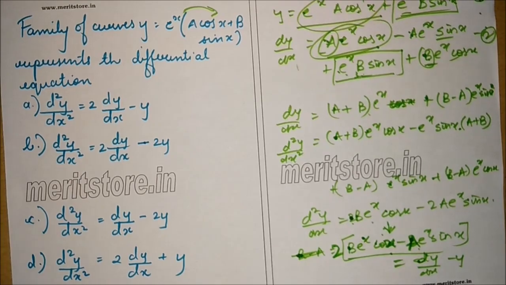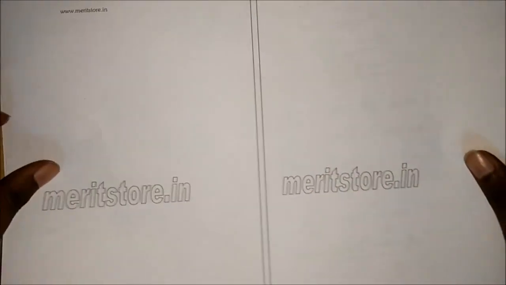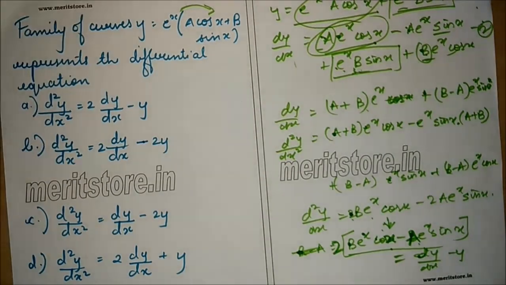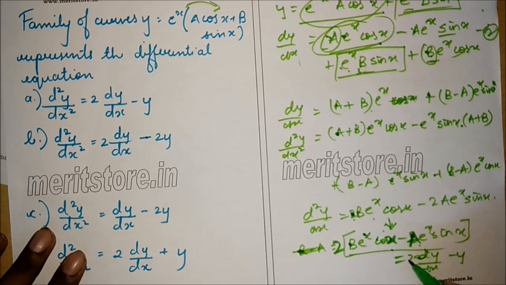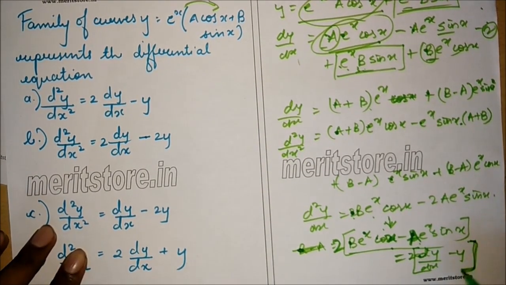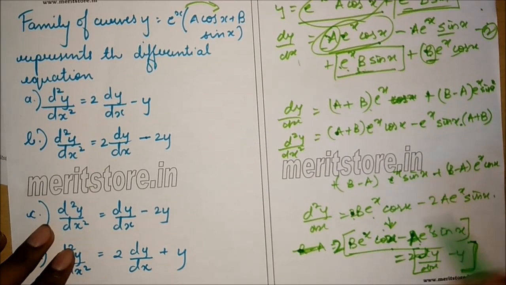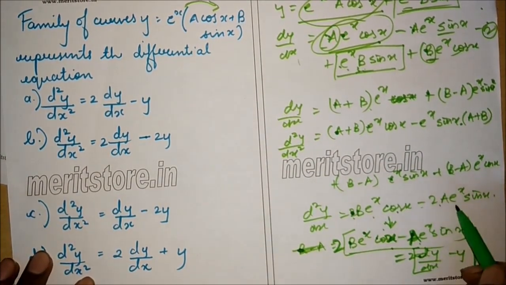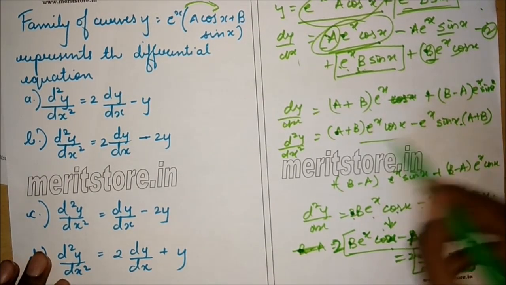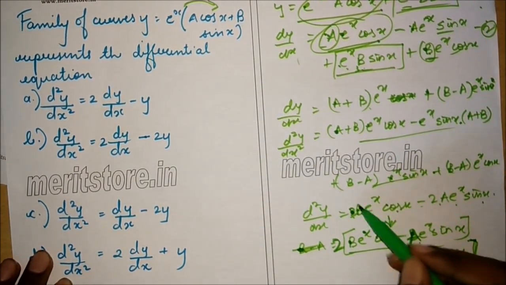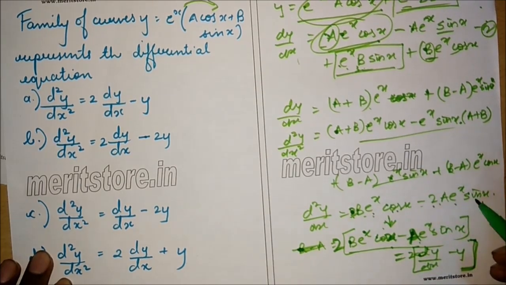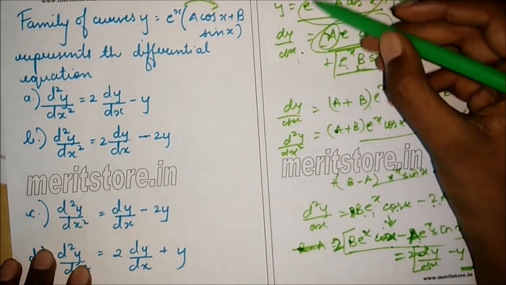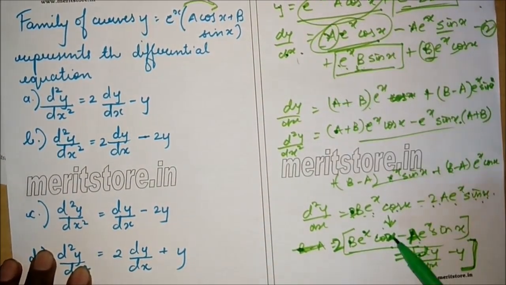So therefore we got this into 2. Again I'll explain it. d2y by dx square is 2b e raised to x cos x minus 2a e raised to x sin x. We got this by simplifying this expression. So when we took 2 common, we got b e raised to x cos x minus a e raised to x sin x. So here when we subtract y from dy by dx, we'll be getting this term.